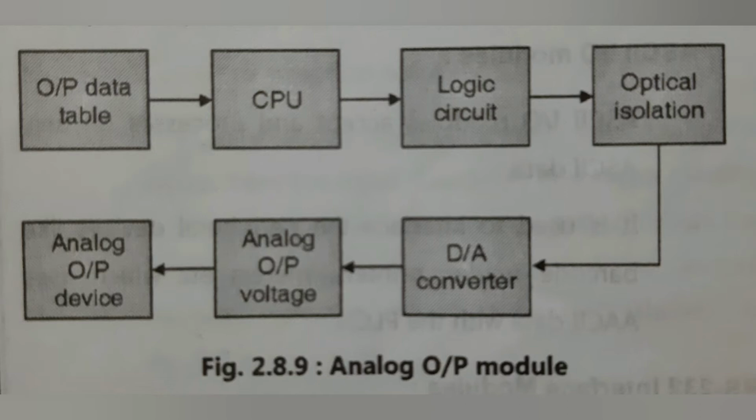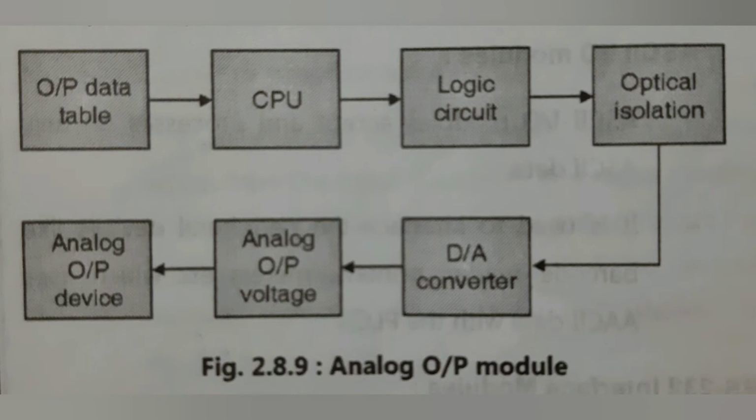CPU sends a low voltage level signal to the latch logic circuit, which represents either logic 0 or logic 1 from the output data table. The voltage level used for logic 1 is different than the voltage level used for logic 0. The latch logic circuit will latch that logic signal from the CPU as either an on-state or off-state signal.